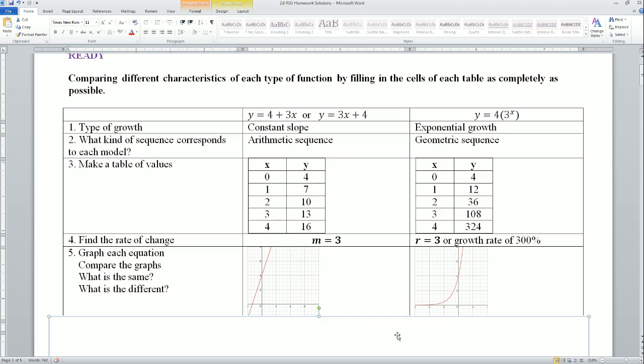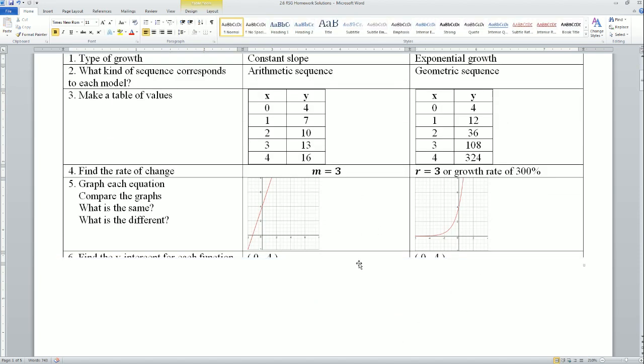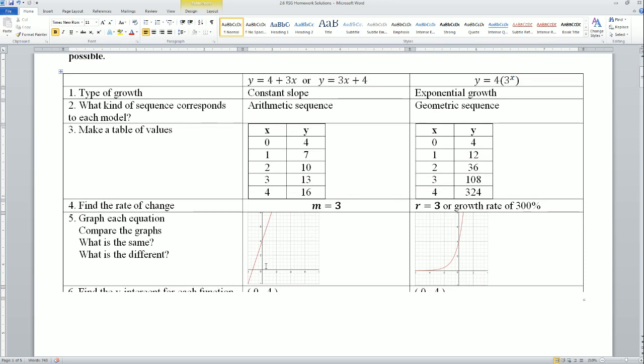Graphing the equation, that's how it looks in Desmos. This is the linear equation of y equals 3x plus 4, and here is the graph of y equals 4 times 3 to the power of x. Notice that both of them have a y-intercept. That is something they have in common: the y-intercept of 4. What is different is that this is linear and this is exponential.